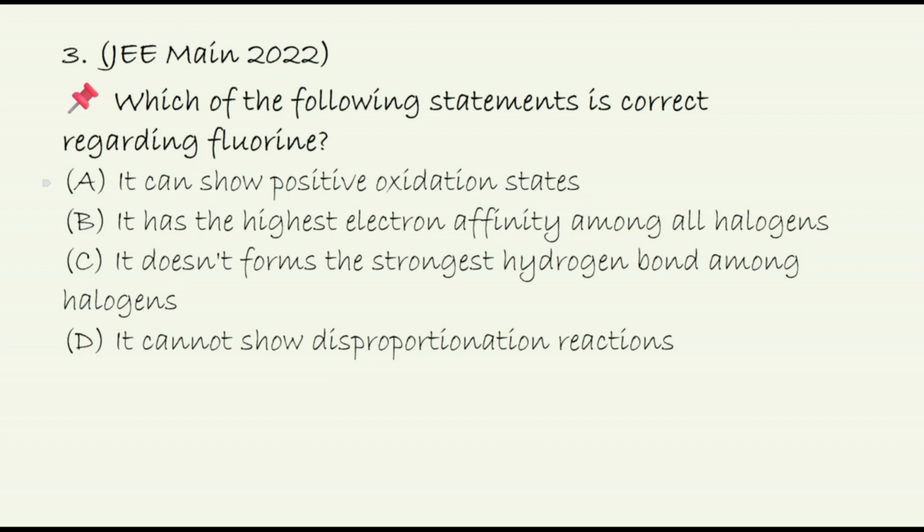Let's say this question asked in JEE Main 2022. Which of the following statements is correct regarding fluorine? It can show positive oxidation states. It has the highest electron affinity among all halogens. It does not form the strongest hydrogen bond among halogens. And option D is it cannot show disproportionation reaction.